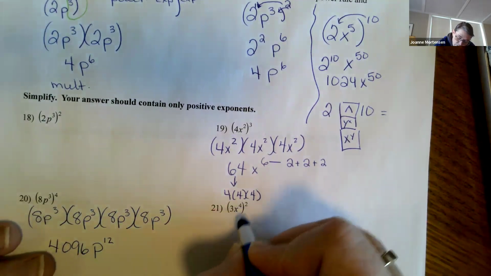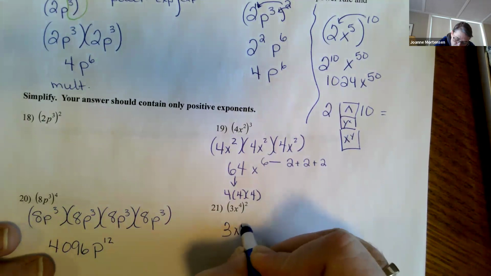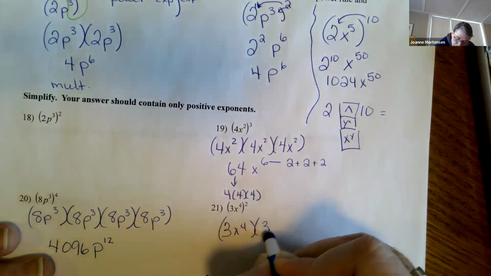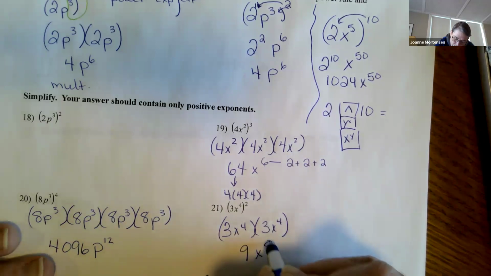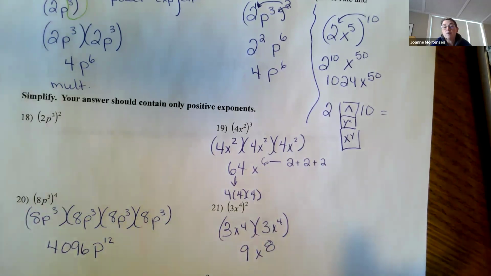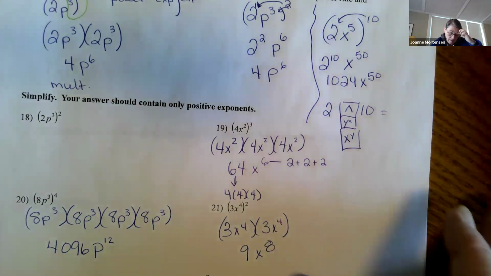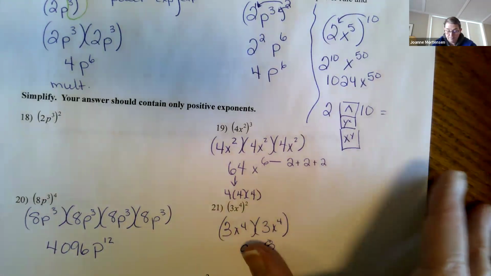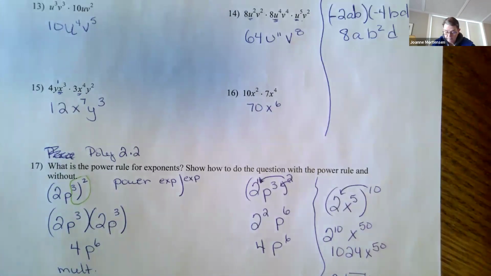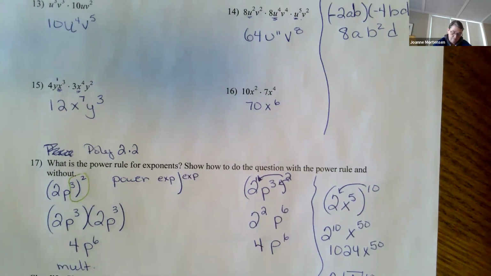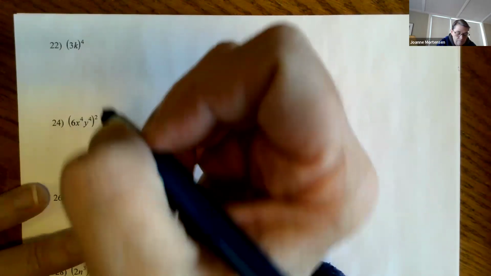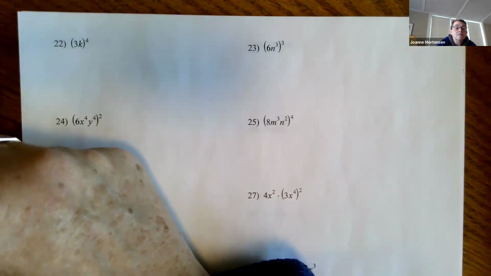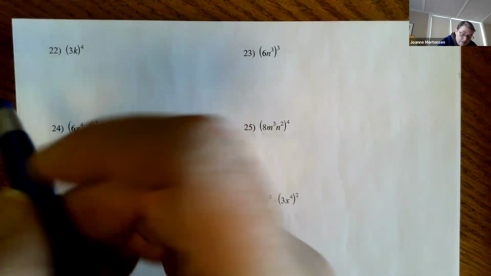All right, 21, so this is 3x to the 4th. 3 times 3 is 9, x 8. I guess you can see how much I like the power rule. It's easier. Okay, well, considering this is the page on power rules, I guess I should try it.